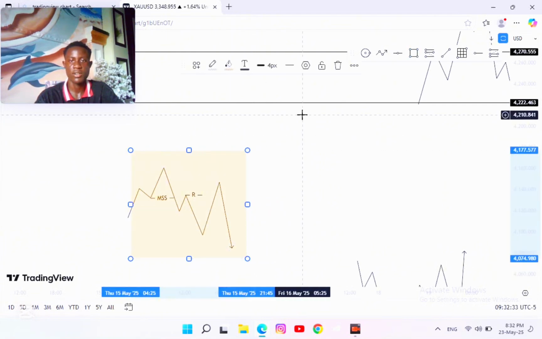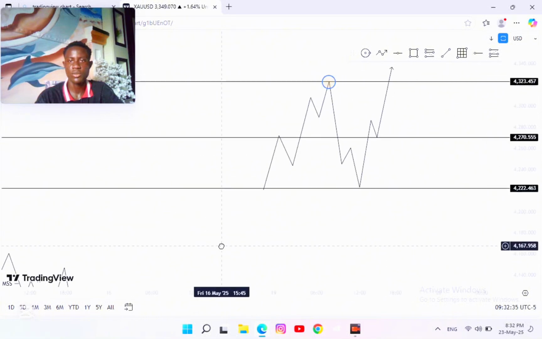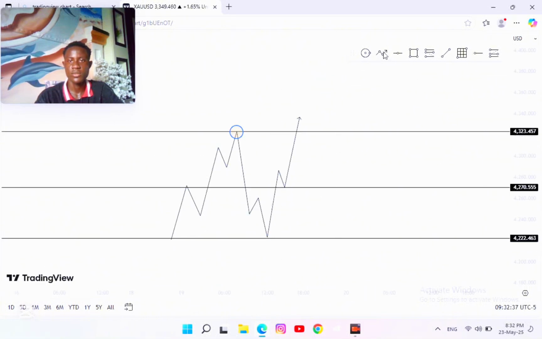This is simply what I'll do. I'll wait for a trend, then I'll wait for a market structure shift on the lower time frame. Price retests it, closes below, comes back to my area of interest, then I sell. So when price comes here, I'm going to sell.